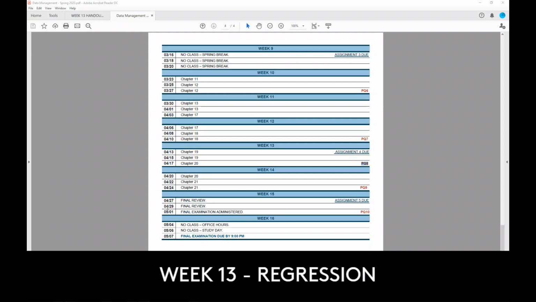This week we are finally covering regression, which is the topic that I discussed at the beginning of class and mentioned was one of the most challenging but also one of the most rewarding topics that we will be covering this semester.